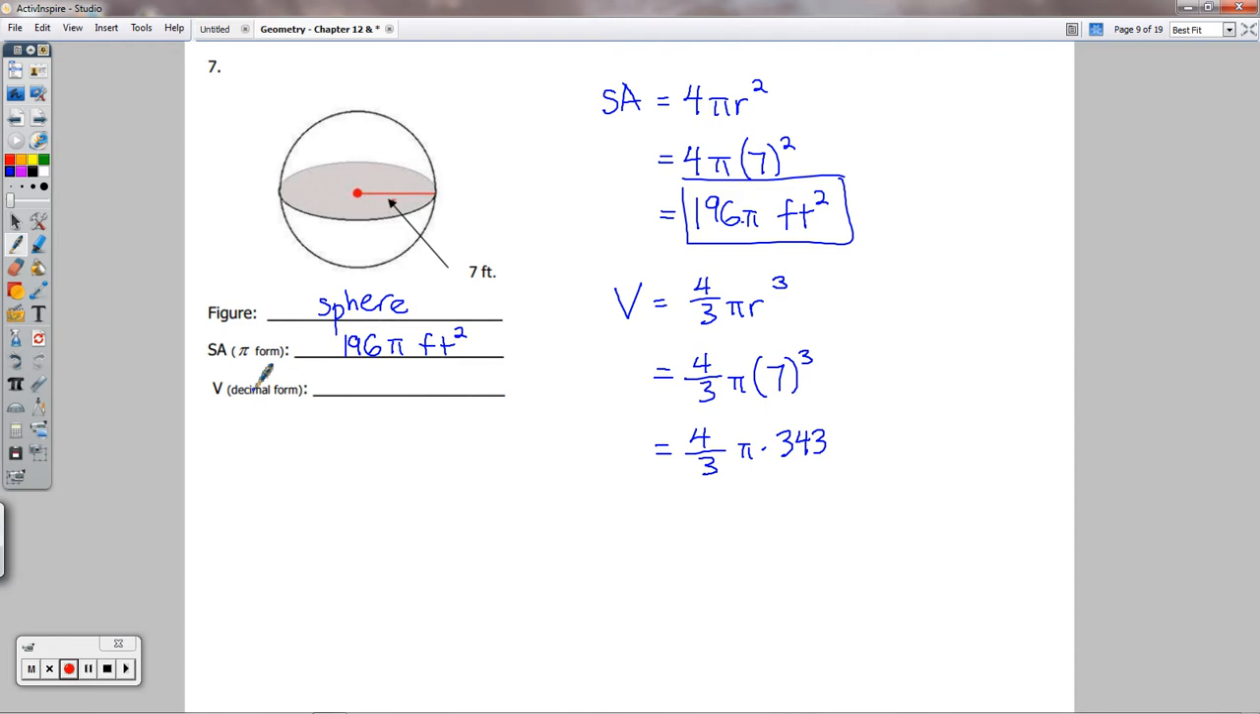And then this as a decimal, well, you could get this in pi form. If it said pi form, we'd say this is like pi over 1, this is like 343 over 1. Multiply all the tops together, multiply all the bottoms together. 4 times 343 would be 1372. 1372 pi on the top and then over 3 on the bottom. That would be pi form, but this as a decimal, multiply by pi, divide by 3, we've got approximately 1436.8, and that would be feet cubed.